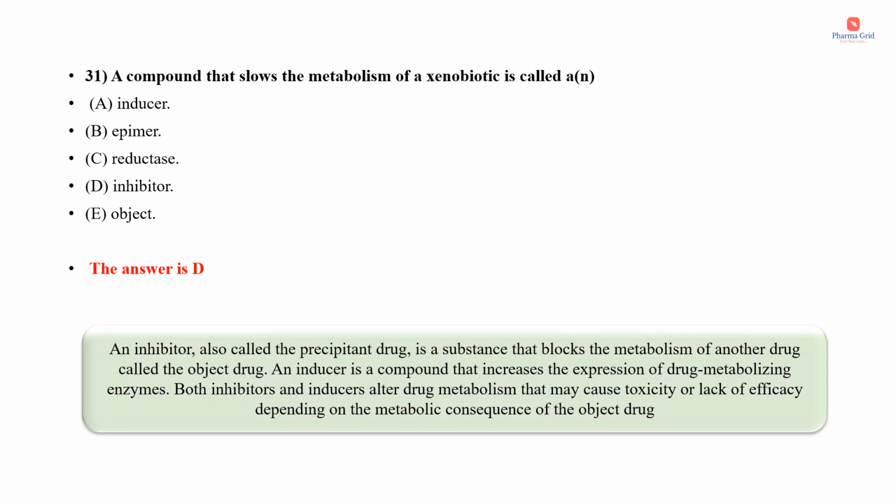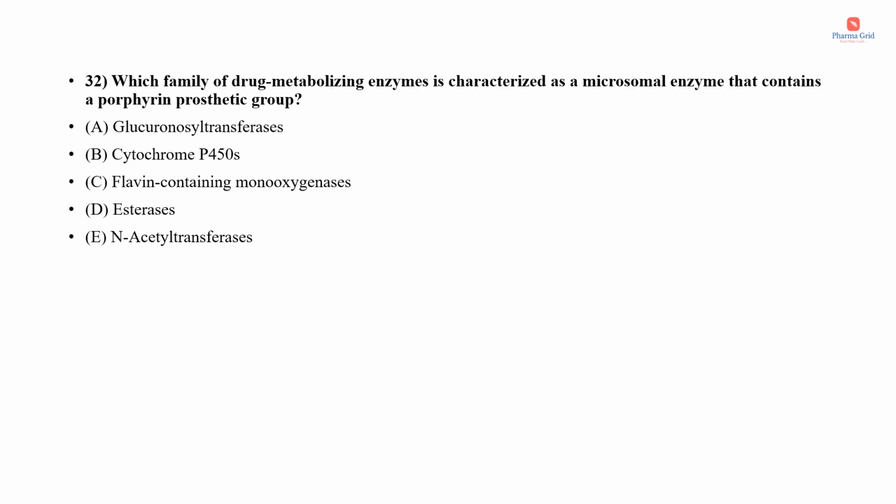An inhibitor, also called the precipitant drug, is a substance that blocks the metabolism of another drug called the object drug. An inducer is a compound that increases the expression of drug metabolizing enzymes. Both inhibitors and inducers alter drug metabolism that may cause toxicity or lack of efficacy depending on the metabolic consequence of the object drug. Next question.